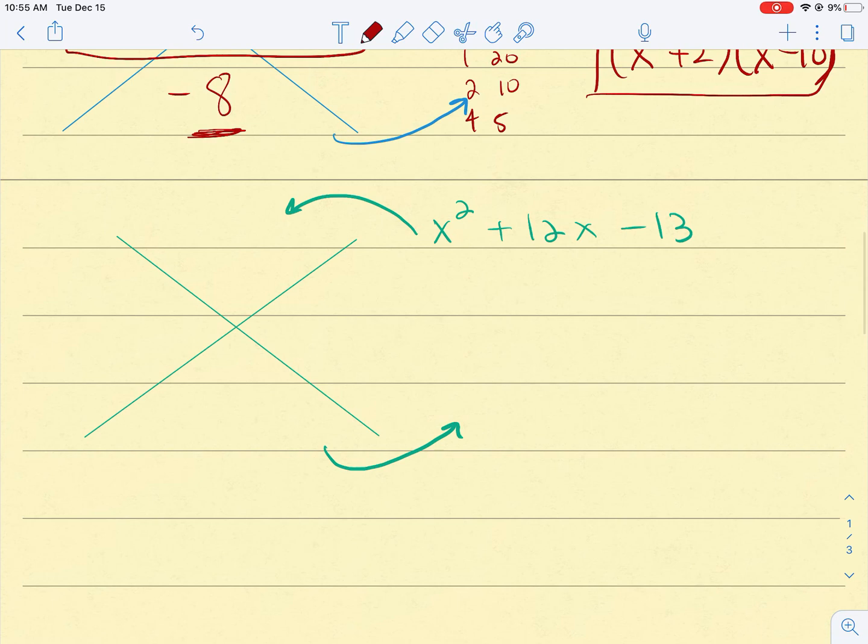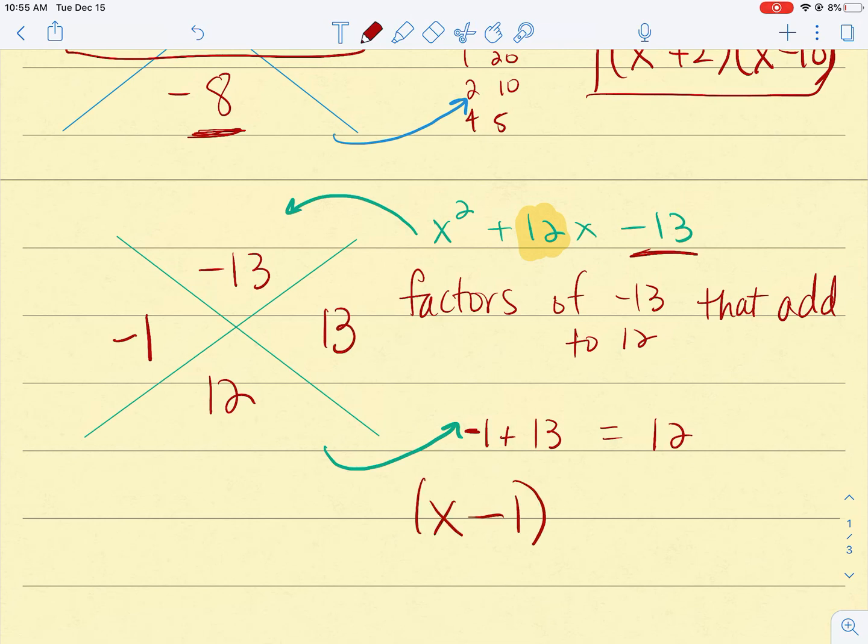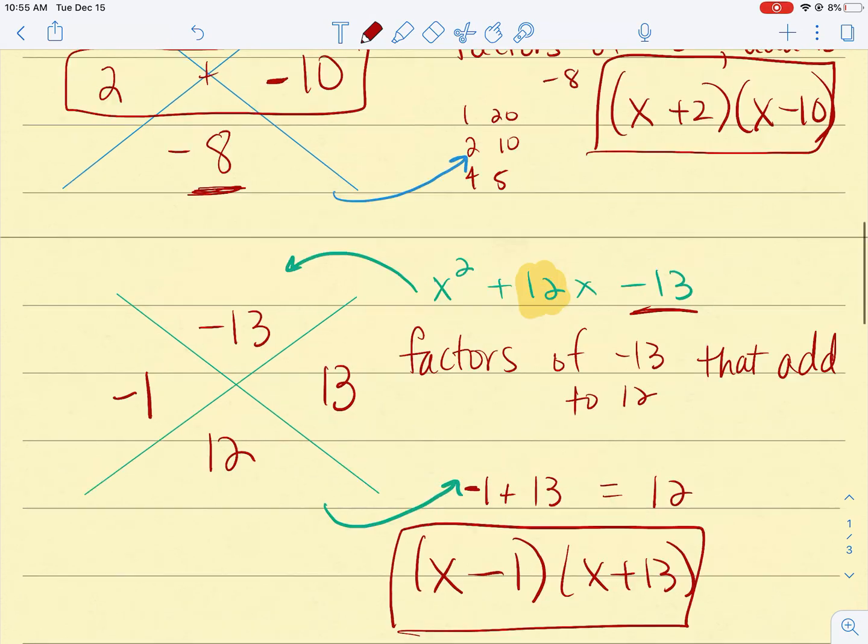Last practice one. So again, 12 goes at the bottom, negative 13 goes at the top. So factors of negative 13 that add to 12. So 13 is a prime number, it only is 1 and 13. So if I want that to equal 12, and I know I'm adding, the only thing that can make that work is if 1 is negative. So negative 1 and 13, so x minus 1, x plus 13, factored form, okay?